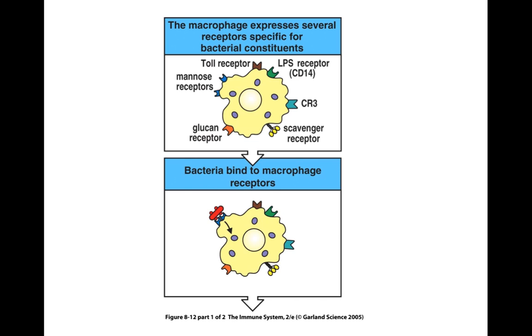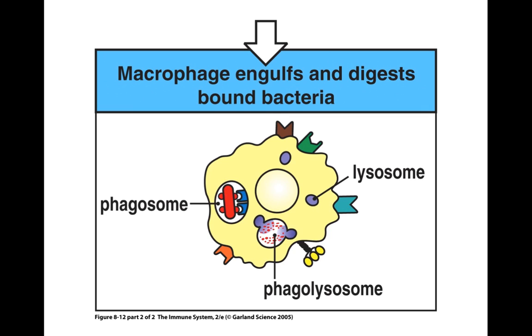These are referred to as pattern recognition receptors, and we'll see more about that. There's a variety of these, as we see here: toll receptors, LPS receptors, scavenger receptors, mannose receptors, and they will bind to the bacteria or pieces of bacteria that they recognize, and take them in. They form the lysosome; in this case, it's referred to as the phagosome, phagolysosome, and primary lysosome, and the secondary, and destroy them.